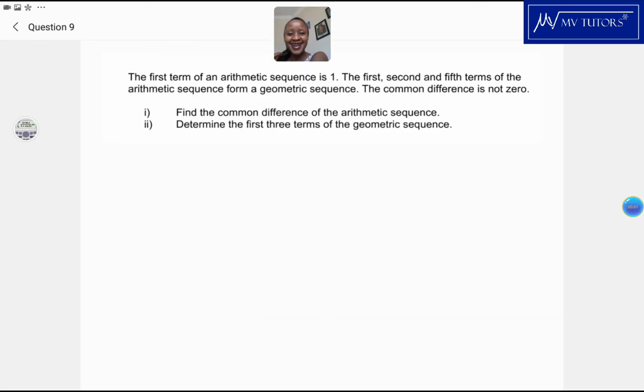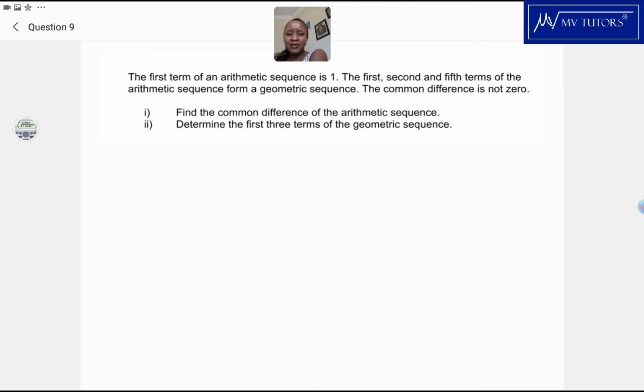Hi guys, I'll be doing the last question with you, question 9. Alright, so it starts by saying the first term of an arithmetic sequence is 1. The first, second, and fifth terms of the arithmetic sequence form a geometric sequence. And then they say the common difference is not 0. So the first question, find the common difference of the arithmetic sequence. And then second question, determine the first 3 terms of the geometric sequence.